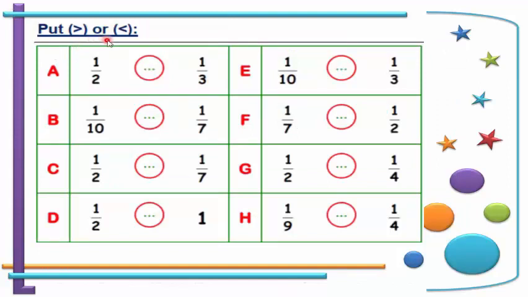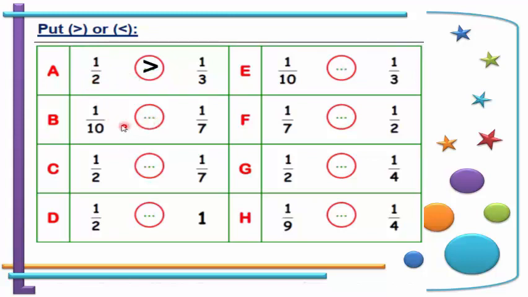Put more than or less than. We have half and third. The numerators are the same, so we look at the denominators. The smallest one is the greatest fraction. So, half is more than third.